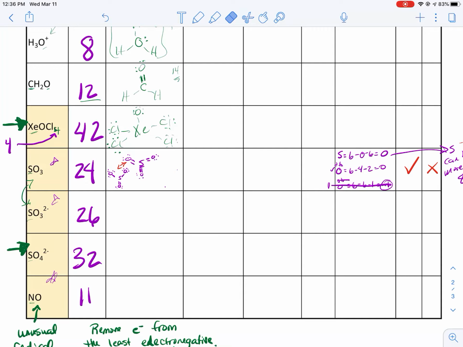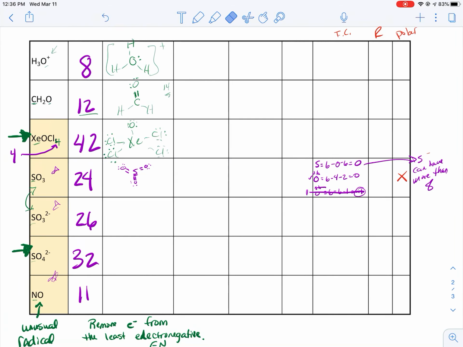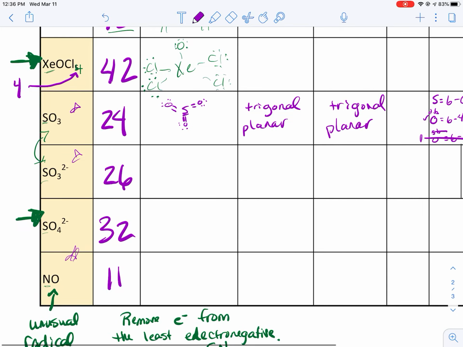So now I'm going to erase all my resonances. I'm going to erase that one because I don't have resonance. Notice that I am still trigonal planar. I haven't changed that. And I don't have any lone pairs, so I'm still trigonal planar here. So that's that molecule. This is craziness, right?